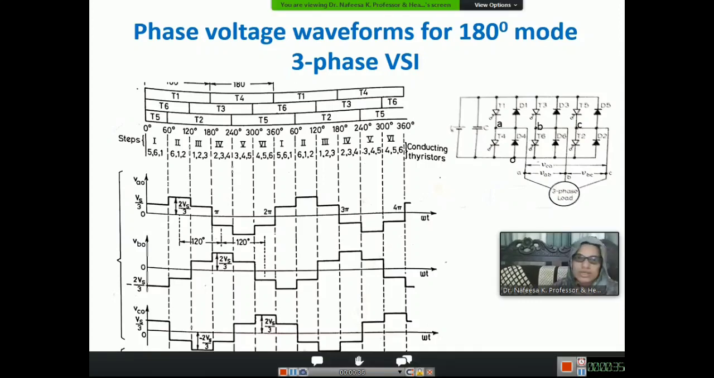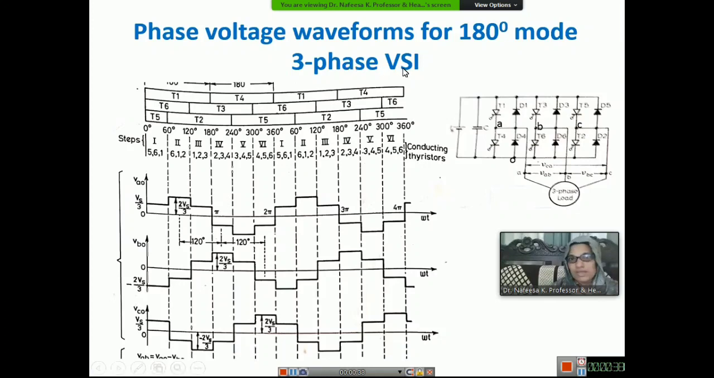Now we will see the waveforms of the 180-degree mode of operation. And here, as I already said, each thyristor conducts for 180 degrees. The firing sequence is such that after each 60-degree interval, the next thyristor fires. That means if T1 is fired first, after 60 degrees T2 is fired, and after another 60 degrees T3 is fired, and so on up to T6.